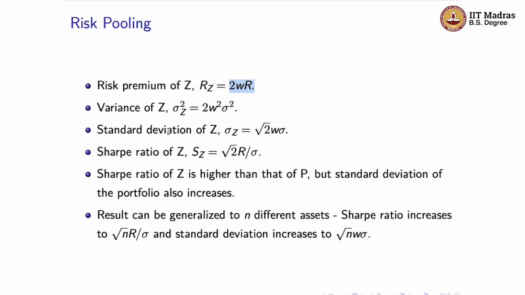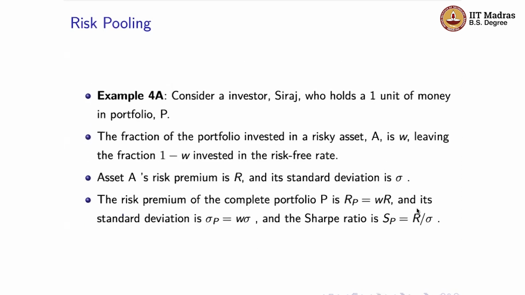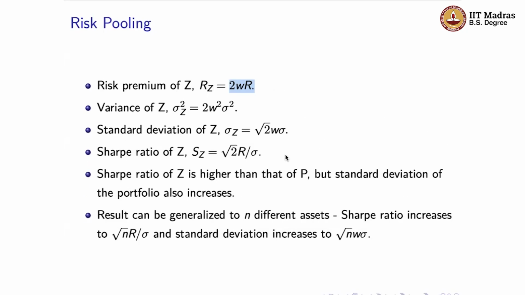So it's more profitable in that sense. But it is also true that the standard deviation is higher, right? So earlier it was just W sigma. Now it's square root of 2 into W sigma. So square root of 2 is more than 1. And so therefore the standard deviation is also higher, right? So Sharpe ratio is higher, that is good, but risk is also higher, right? So it's not correct to say that just risk pooling in the way that we have discussed actually leads to lower risk. You can generalize this to n different assets as well, rather than just looking at 2 different assets.